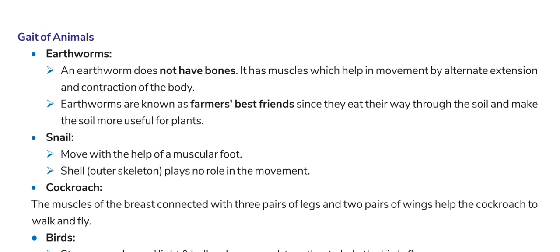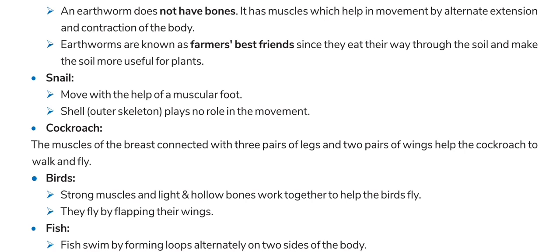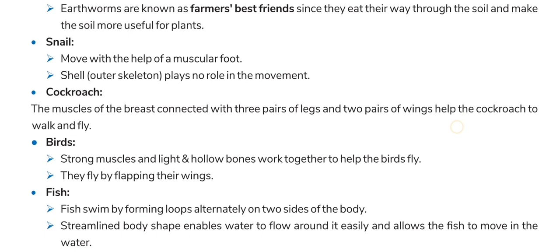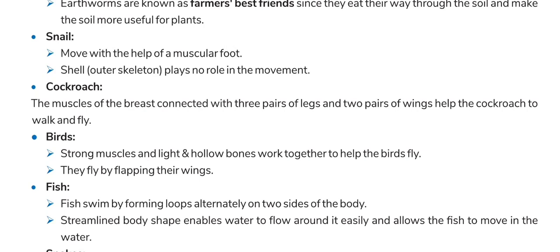The shell, an outer skeleton, plays no role in the movement. Cockroach. The muscles of the breast connected with 3 pairs of legs and 2 pairs of wings help the cockroach to walk and fly. Birds. Strong muscles and light and hollow bones work together to help the birds fly. They fly by flapping their wings.